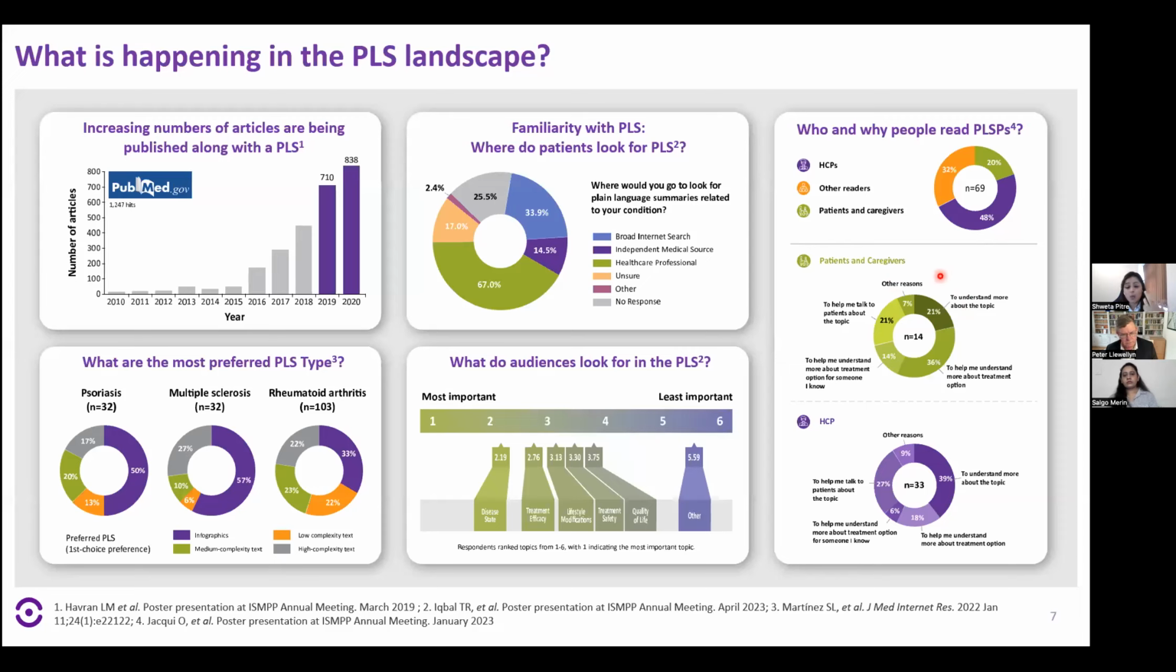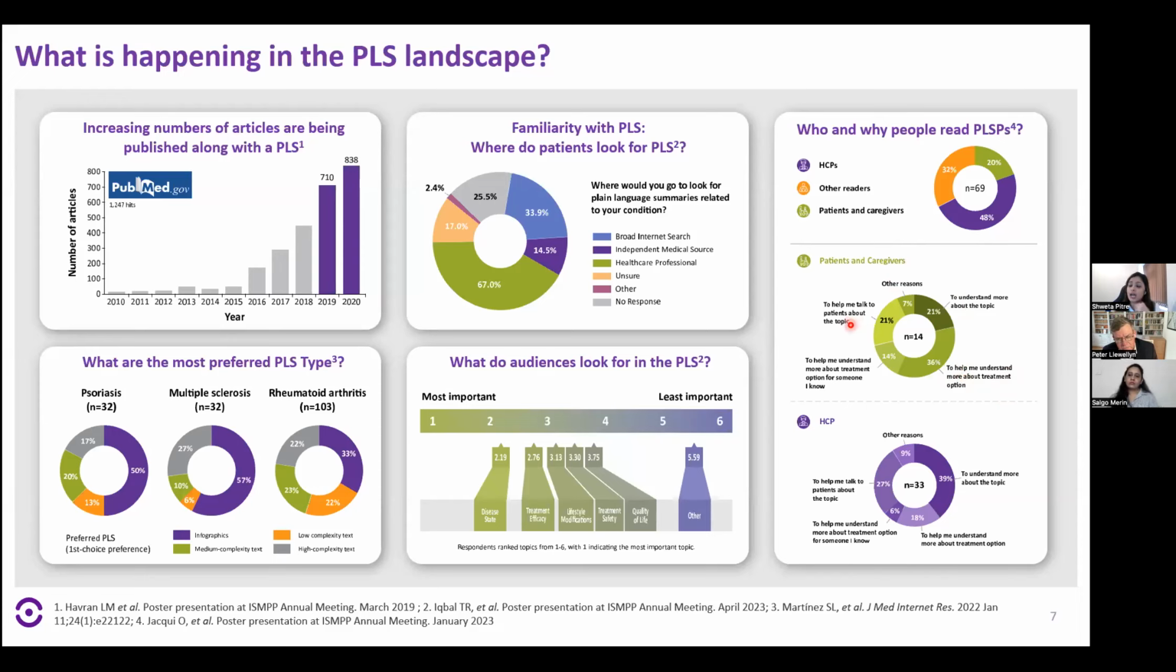Moving on, what are the reasons? Why do people actually look at plain language summaries? Why do patients and caregivers look at plain language summaries? One of the important things is they want to know more about the treatment options. I am taking treatment A. Is there a treatment B? What is happening with treatment A? What is the efficacy? What is the safety? Is it safe for me to take it? So these are the reasons why patients basically look for plain language summaries.